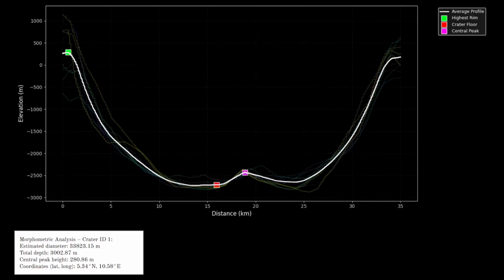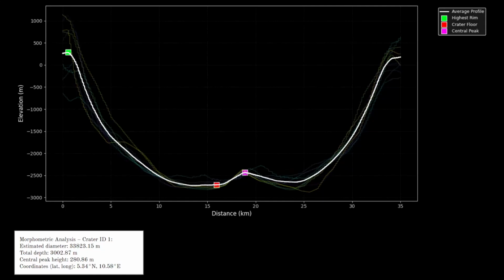elevation and the distance. So in the green box, the toolkit finds the highest point of the crater ring. In the red box, we can see that it's the deepest part of the crater. And also the toolkit found the central peak and the highest point of the central peak. And this toolkit has output its CSV file, but here I printed the results.